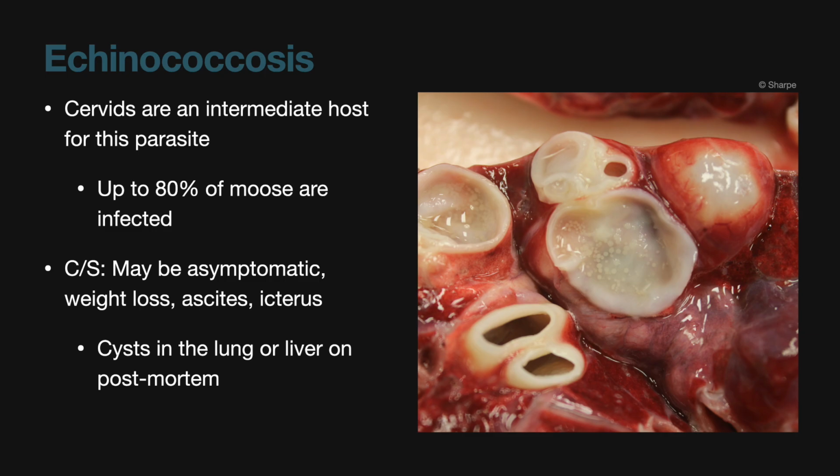Echinococcus can use cervids as an intermediate host. Some studies suggest that up to 80% of moose are infected with echinococcosis. Animals may be asymptomatic, but you may see weight loss, ascites, and icterus. On postmortem, you can see cysts in the lungs or in the liver.